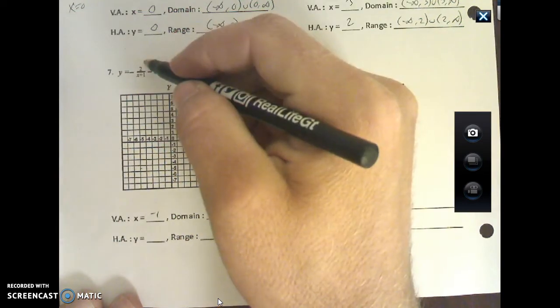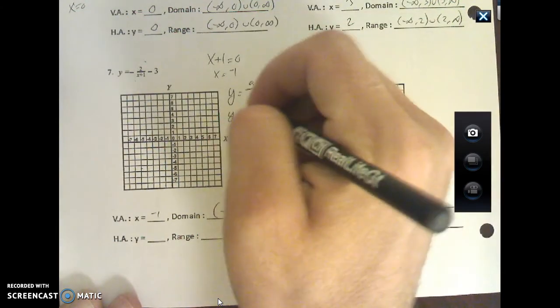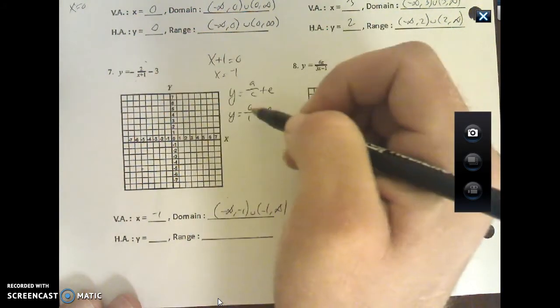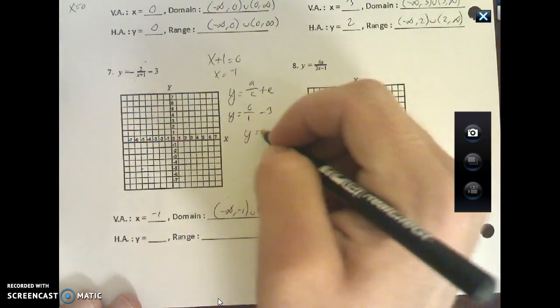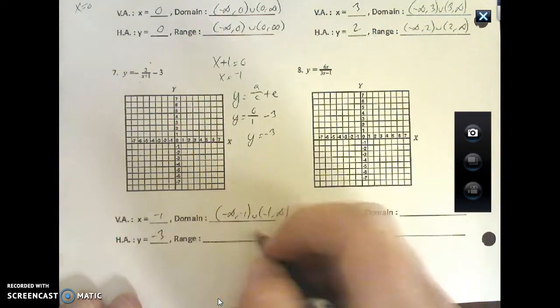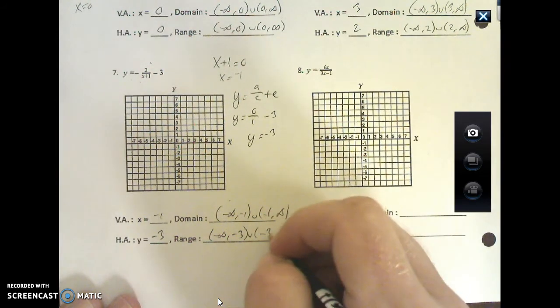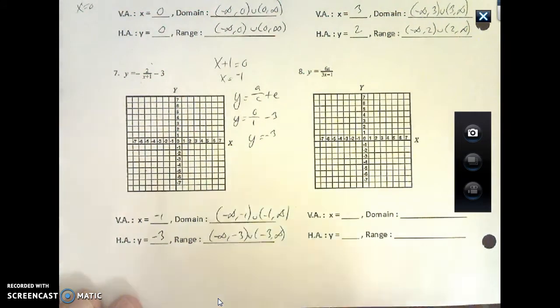My range, ACE formula. A is 0 because I don't have an x up top. 1 downstairs, and then -3 on the end. The negative sign goes with it. Okay. So this is -3. So boom, boom. Everybody should get that part right.